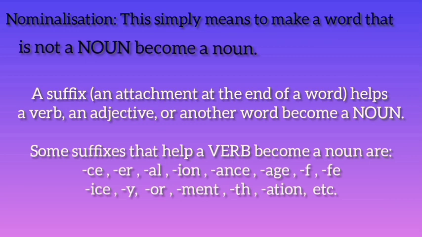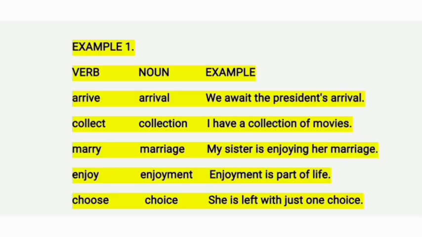Okay, so suffixes, of course, are attachments at the end of a word, and they can help a verb, an adjective, or any other word to become a noun. Some suffixes that help us do so include the ones you see on the screen right now. We have ER, ION, MENT, SION, and so on and so forth. In fact, all of these suffixes will help verbs and adjectives become nouns.